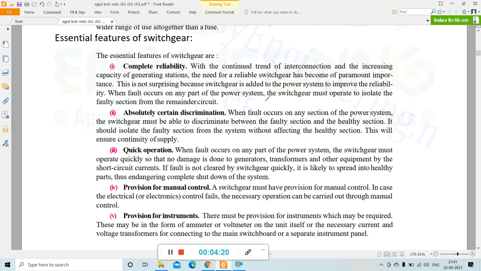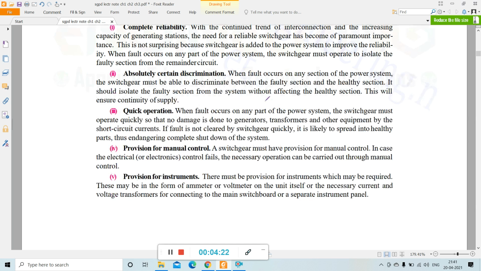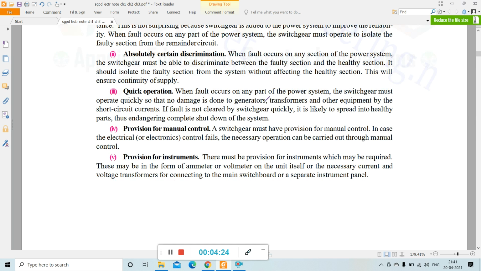The next one is quick operation. When a fault occurs on any part of the power system, the switchgear must operate quickly so that no damage is done to the generator, transformer and other equipment by the short circuit current.